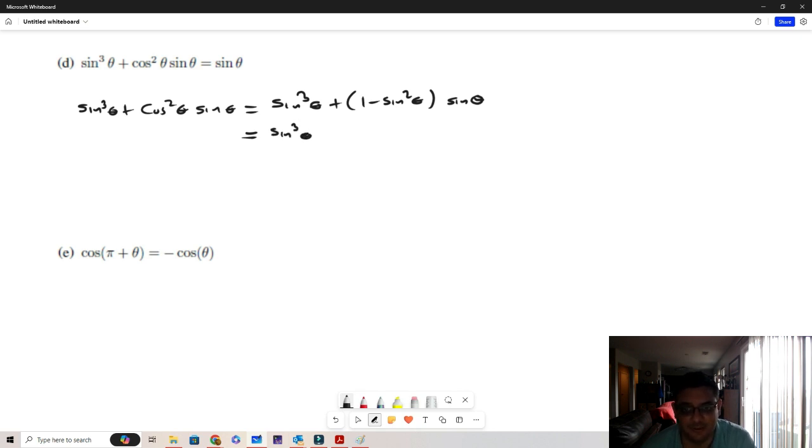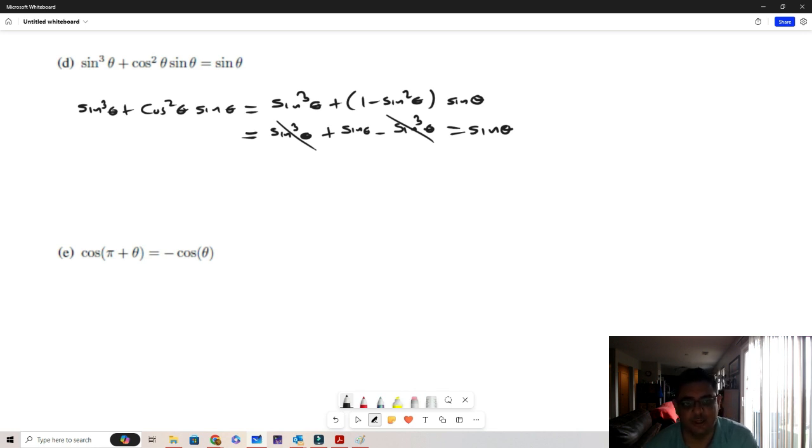Notice that this is sine cube of theta. And if I multiply this here and distribute, this is sine of theta minus, and then sine squared times sine of theta is sine cube. So I get sine cube of theta minus sine cube. I get to cancel those out. And this is just going to be sine of theta. Super simple. Okay, but you've got to think about how we're going from one side to the other, and I've got to make a small transformation.